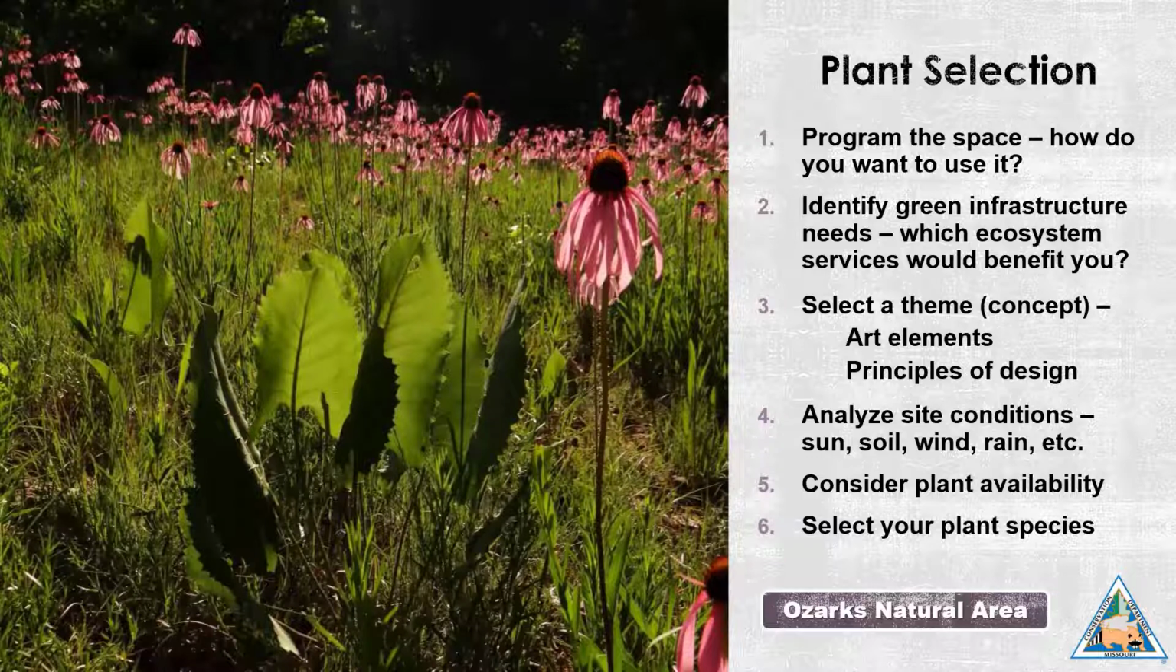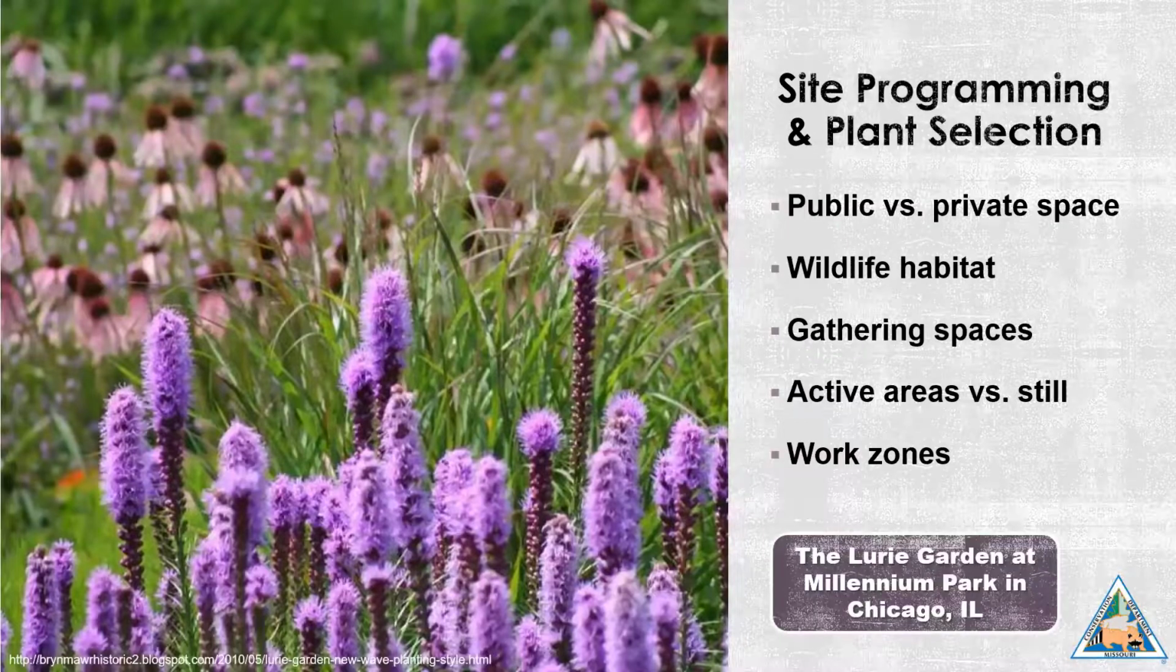So this photograph here was taken at a natural area, but the photo on my next slide was taken from a designed landscape. This photo comes to us from the Lurie Garden at Millennium Park in Chicago, Illinois. And every plant you see here, even though the appearance of this planting is similar to the natural area, every plant here was specified on a planting plan.